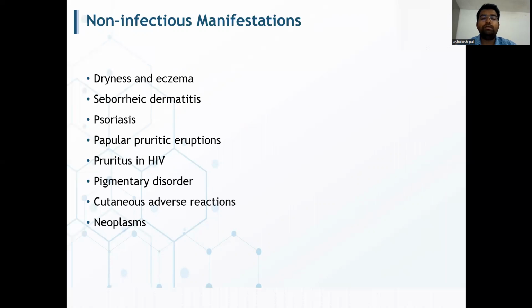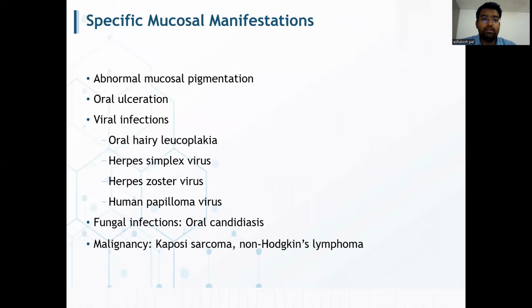Now, non-infectious manifestations can be dryness, eczema, seborrheic dermatitis, psoriasis, papular pruritic eruptions, pruritus in HIV, pigmentary disorders, cutaneous adverse reactions, and neoplasm. Specific mucosal manifestations include abnormal mucosal pigmentation, oral ulceration, viral infections like oral hairy leukoplakia, HSV, herpes zoster, HPV, fungal infections like oral candidiasis, and malignancies like Kaposi sarcoma and non-Hodgkin lymphoma.